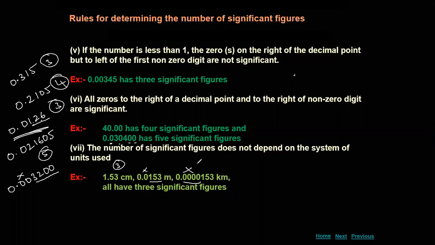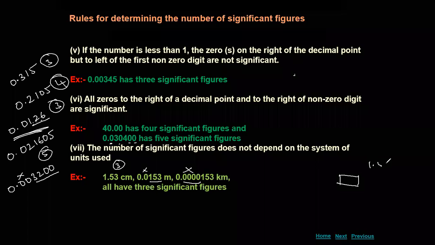So what we can say from this is when the system of units is changed, the significant figures do not change. Suppose we have an eraser, and we want to measure it, with whatever small scale we have. We measured it. How much is it coming? 1.53 centimeters.